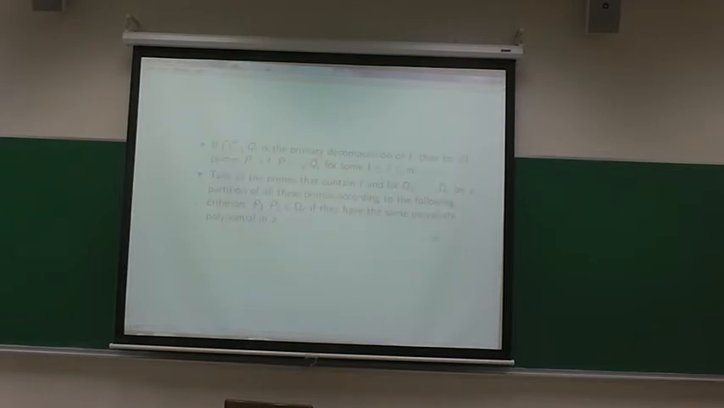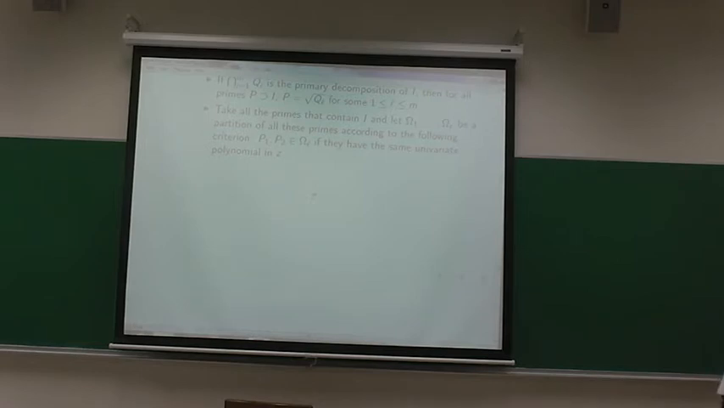So if we take the primary decomposition of I, then for all primes P containing I, P is the radical of Q_L for some L between 1 and M. This is just standard commutative algebra. We take all the primes that contain I. These are finitely many because I is zero-dimensional. We partition them according to the following criterion: two of those primes are going to be in the same partition if they have the same univariate polynomial in Z.